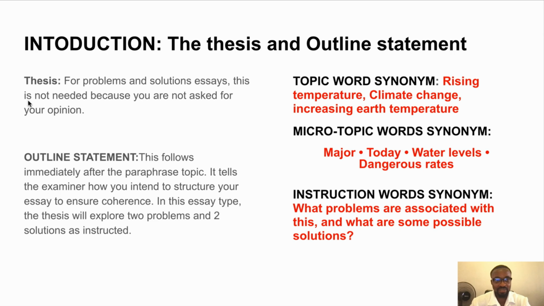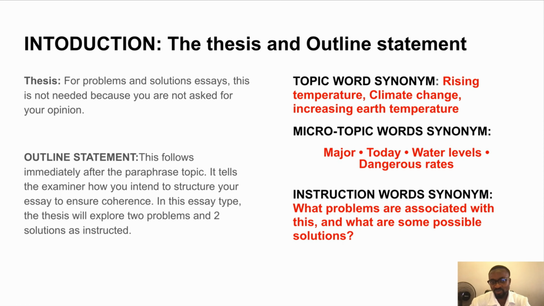Like I said earlier, the thesis statement for problems and solutions essays is not needed because you are not asked for your opinion. The instruction words are what problems are associated with this and what are the possible solutions. They are not asking you for your opinion. They're asking you for problems and solutions. The outline statement follows immediately after the paraphrased topic. I said that earlier. It tells the examiner how you intend to structure your essay to ensure coherence. In this essay type, the thesis will explore two problems and two solutions as instructed.